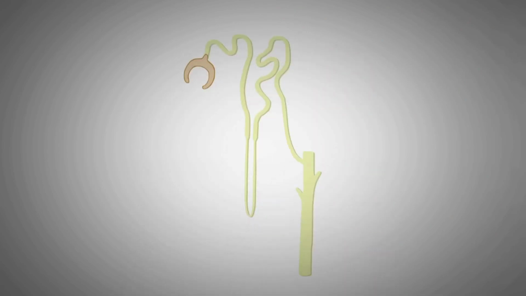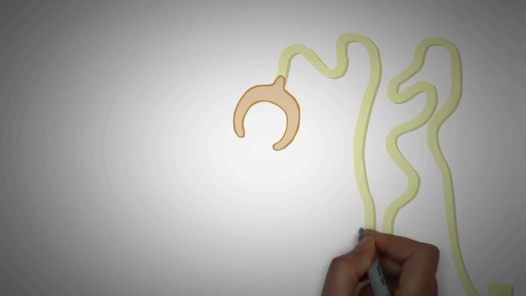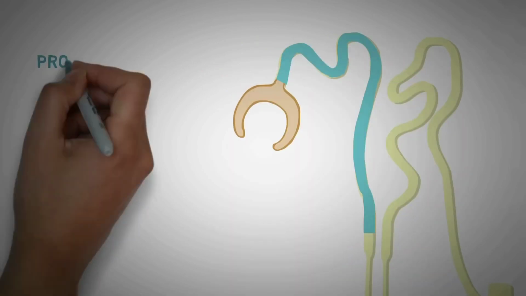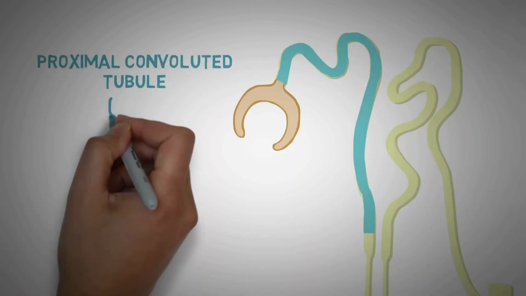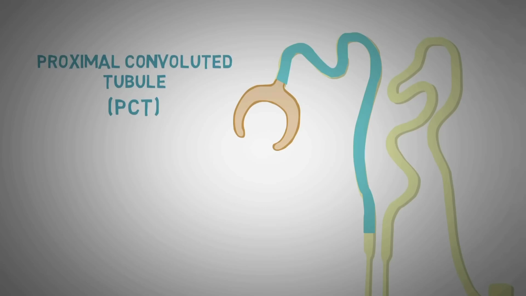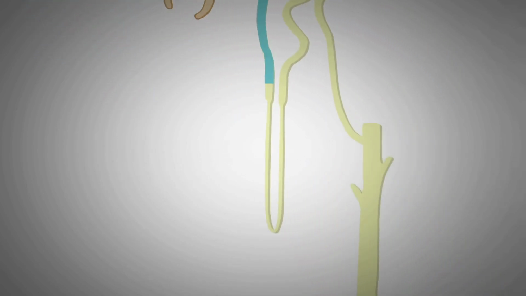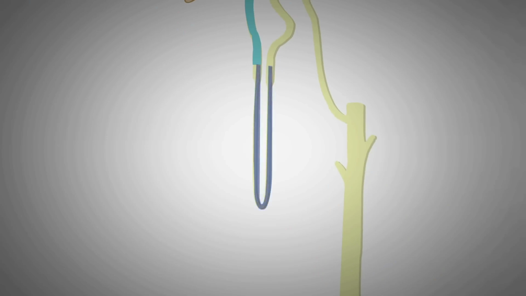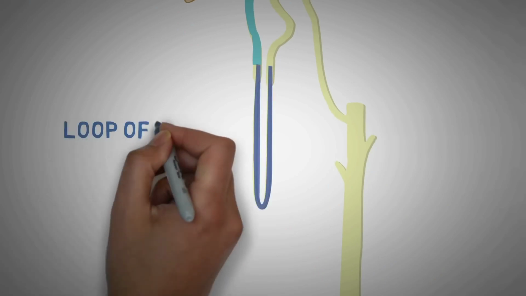So the first part of the tubule is known as the proximal convoluted tubule. Proximal because it is close to the Bowman's capsule, and convoluted meaning it is a highly folded structure that helps to increase the overall length of the tubule in a small space. The proximal tubule is located in the cortex of the kidney. The proximal tubule leads to the loop of Henle, which is the second main part of the renal tubule.